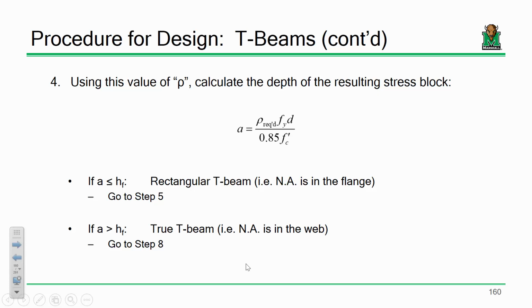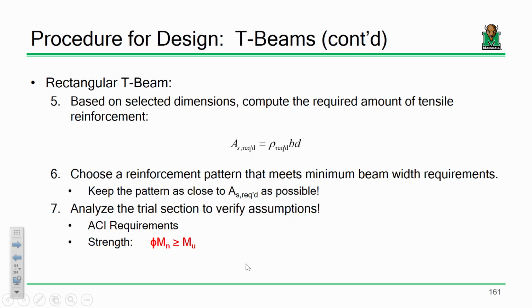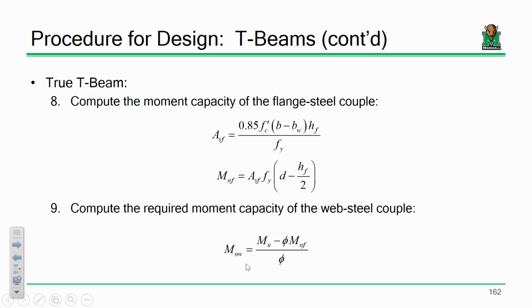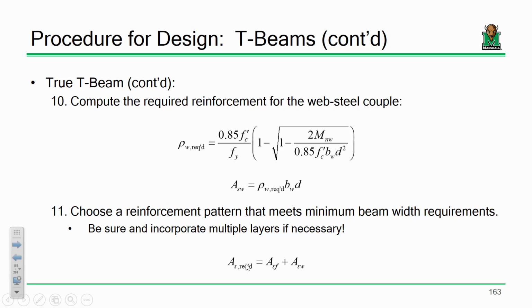Does that make sense? Now, for step 5, this should look pretty familiar because it's copy and paste from the known cross-section notes. If you have a rectangular beam, get your area of steel, rho b d, pick a pattern, and go with it. Pretty straightforward. If you've got a true T-beam, figure out how much steel you need for your flange steel couple, figure out the moment capacity, you've got your factored loads, got your flange capacity, divide out to figure out your web capacity, calculate a reinforcement ratio, calculate steel, add it up, select. Seems convoluted. I promise you, step by step, it's actually pretty straightforward.